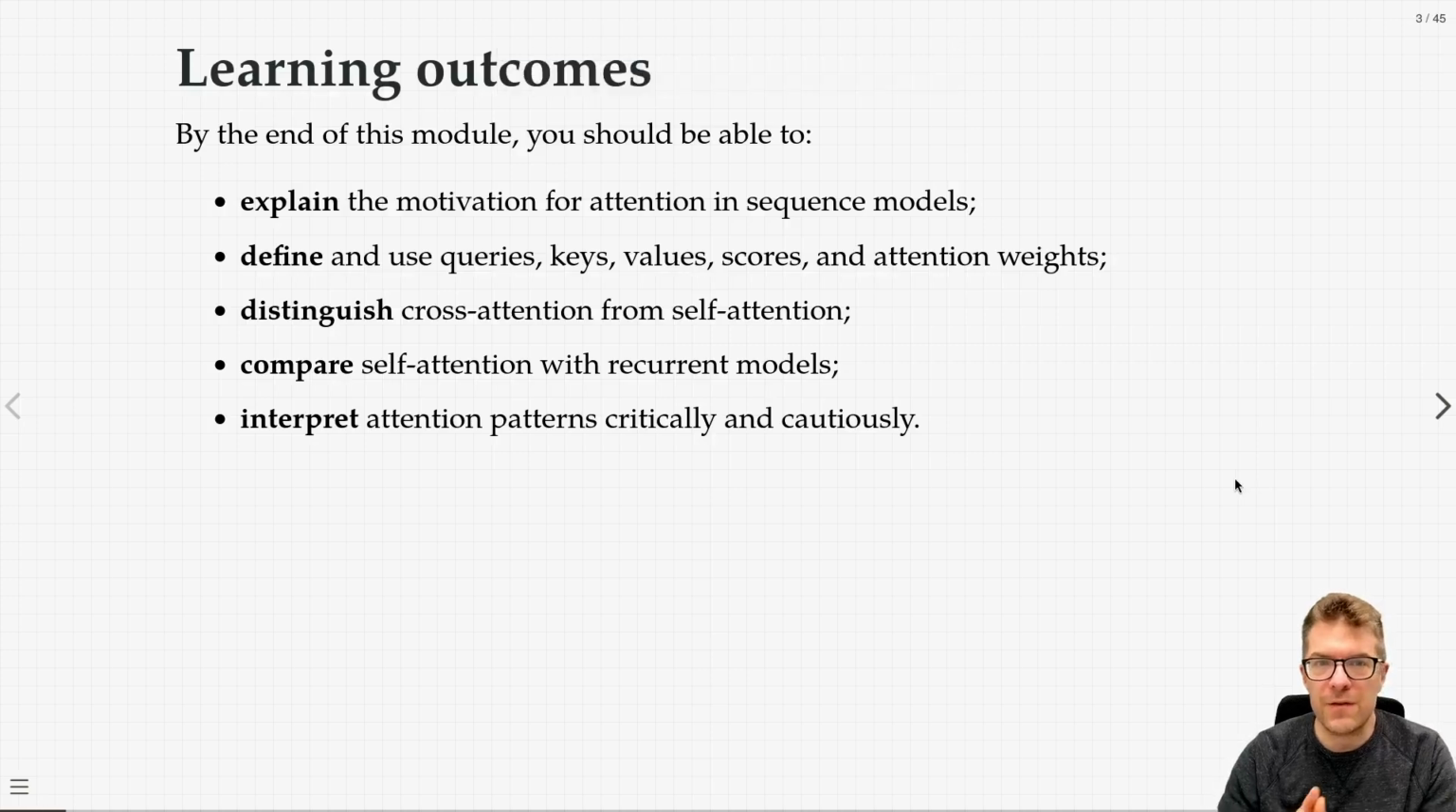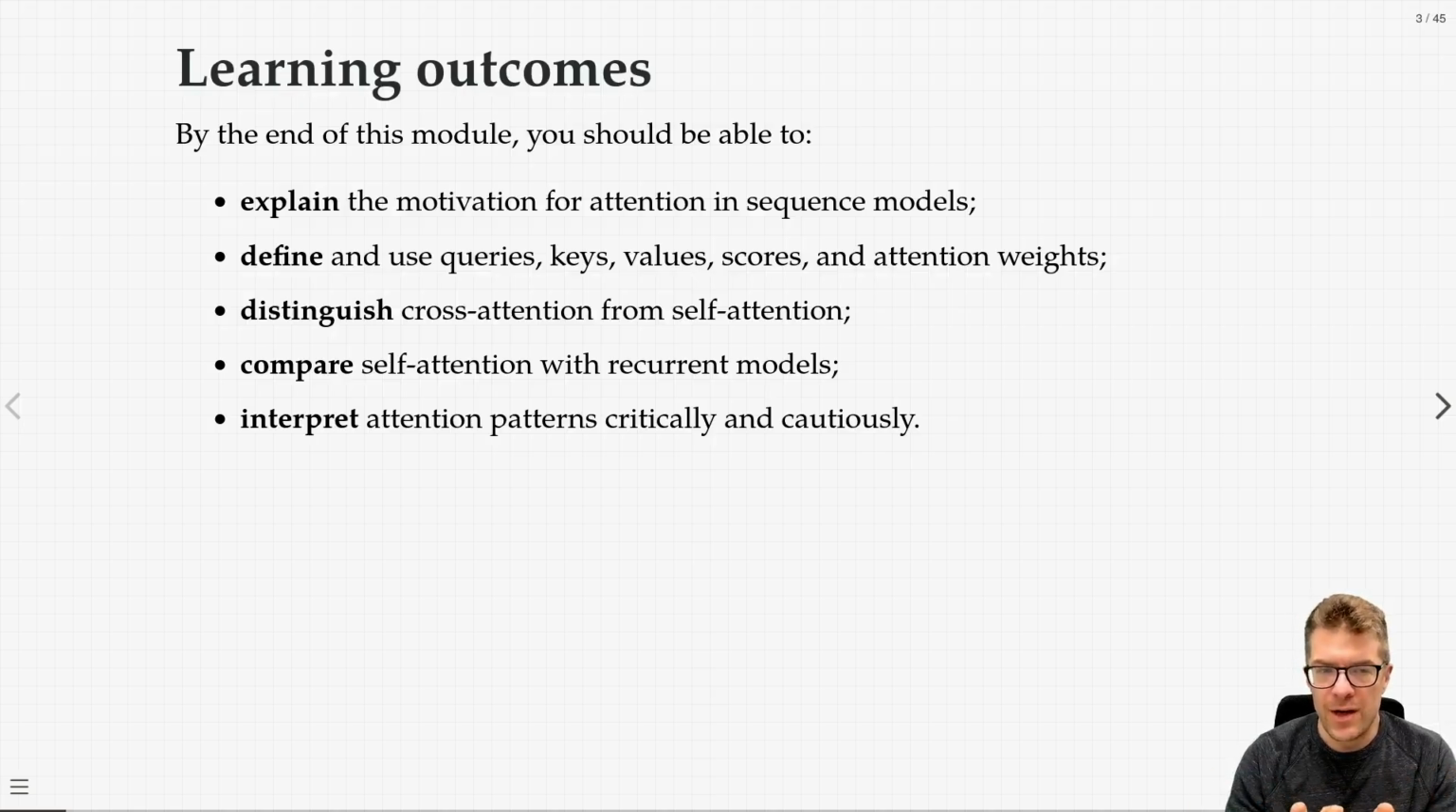So by the end of this module, you ought to be able to explain why we're even using attention mechanisms in the first place. What do they provide that recurrent neural networks on their own don't? We're going to introduce at least 5 new terms: queries, keys, values, scores, and attention weights. These are very simple concepts, and they all relate to one another. We're going to introduce them, and you ought to be able to define them.